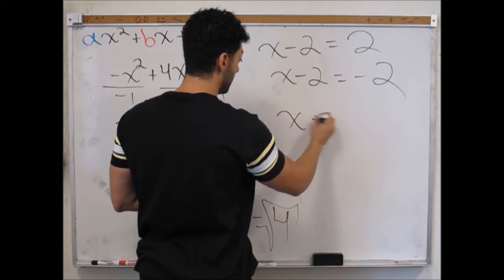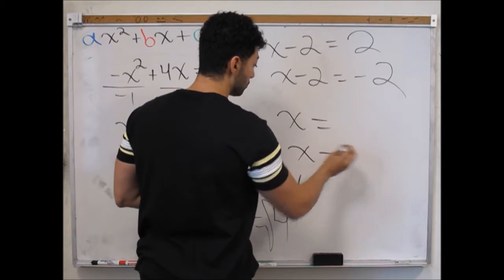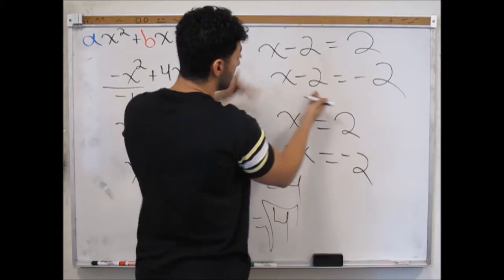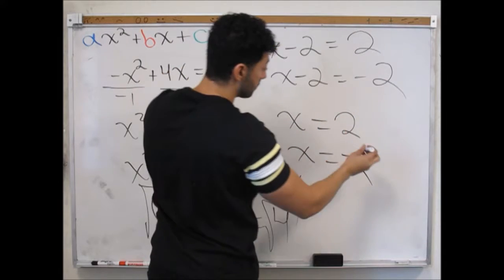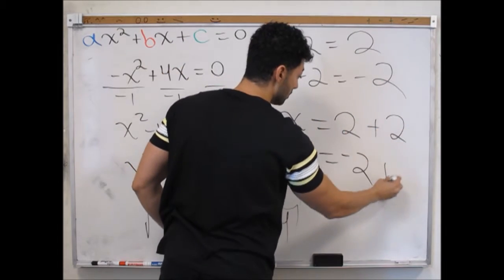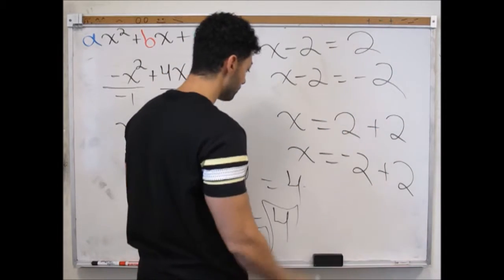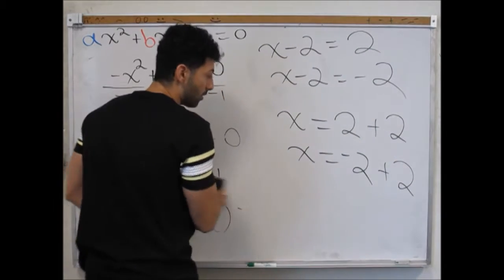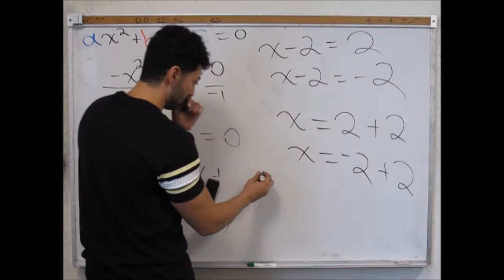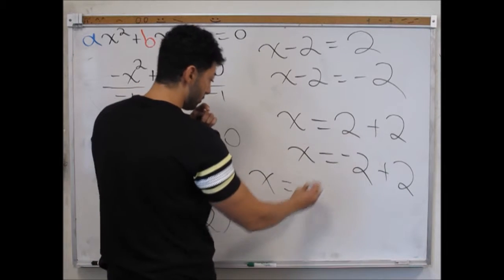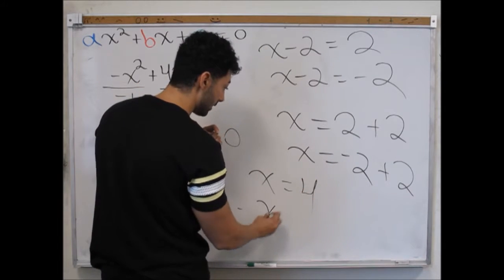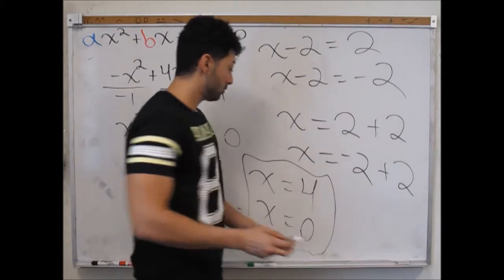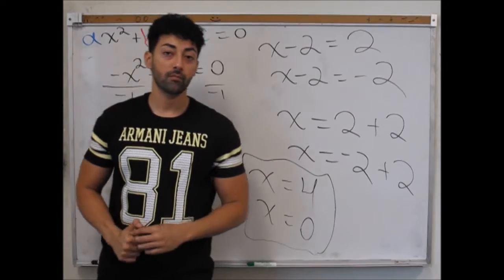So we get x is equal to, x is equal to. There's a 2 and a -2 already here. And I'm going to add these 2's over. So plus 2, plus 2. Okay. I don't know why I thought it was going to be done. So x equals 4 and x equals 0. So that's it for this one.